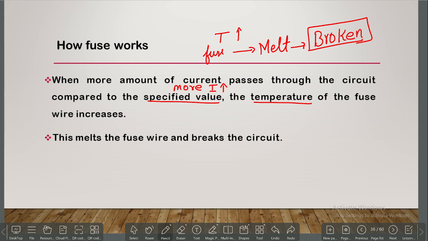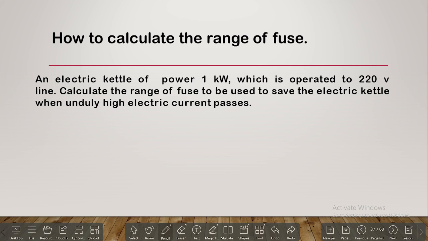And this is how it protects the electric circuit and the electrical appliances. Whenever excess current passes through the electric circuit, the temperature of the fuse wire will increase, and due to that the thin wire will start to melt and break, and the circuit is considered a broken circuit. So this is how the fuse works to protect any electric device.